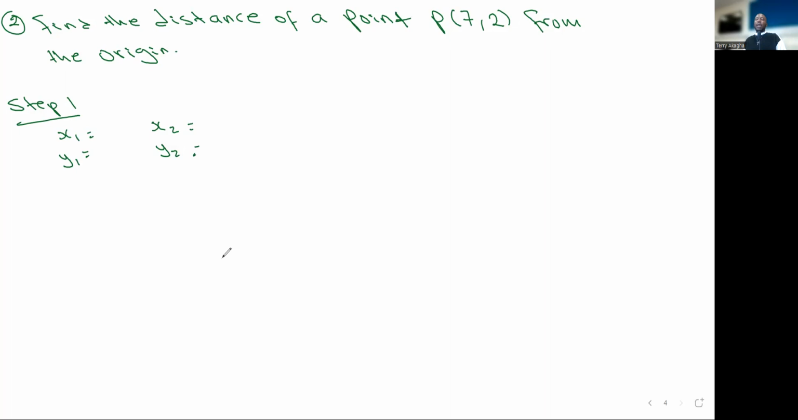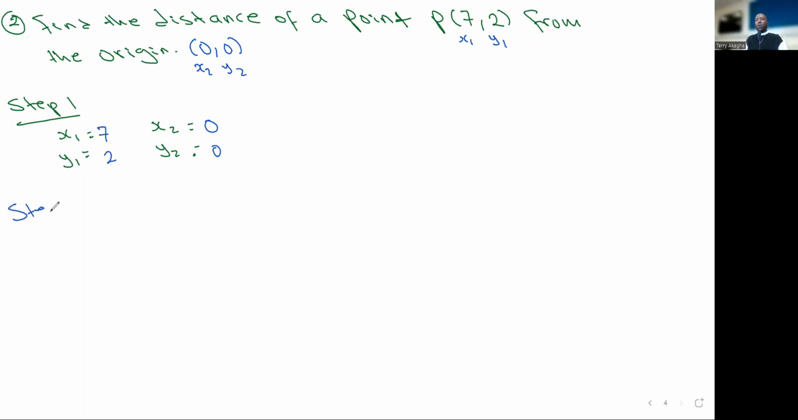Now, we're told the origin. But remember, I told you something in the last video about origin, that the coordinates for origin is what? 0 and what? 0. Very good. So that means if you know the coordinates of origin to be 0 and 0, then we can solve this now. So our x1 is 7, our y1 is 2, and our x2 is 0, and our y2 is 0. So we can write 0, 0 here, and we can write 7 and 2 here.